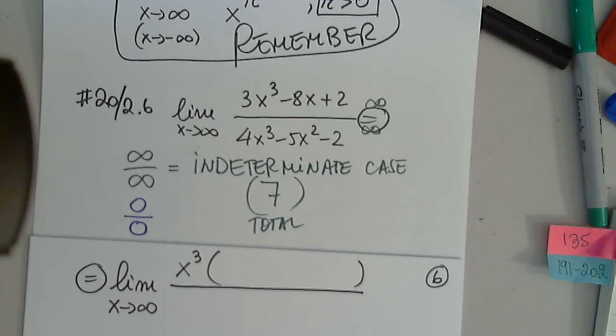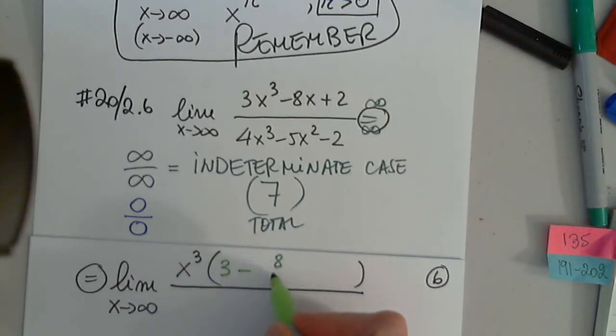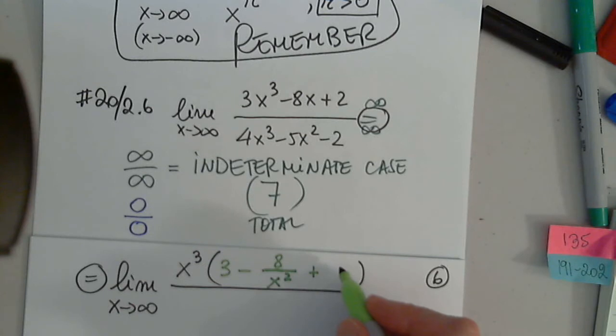So what goes in there? Would it be 3 minus 8 root x? No, 8 square root x, my bad. 8 over root x? 8 over x? 8 over x squared. Very good. Plus 2 over x cubed. Good. Everyone with me? Everyone understands this?